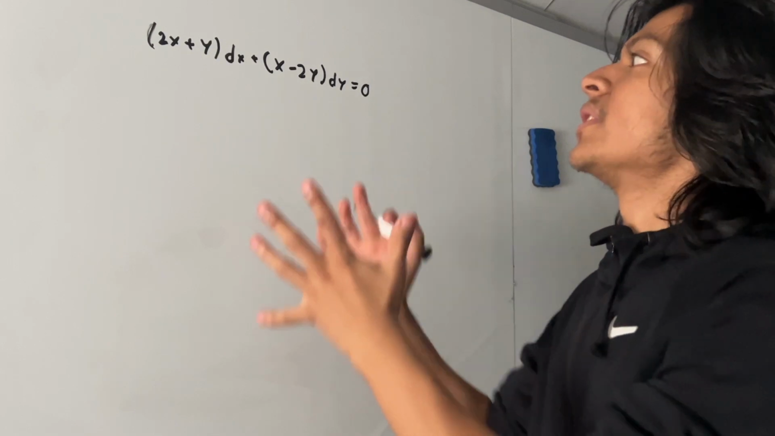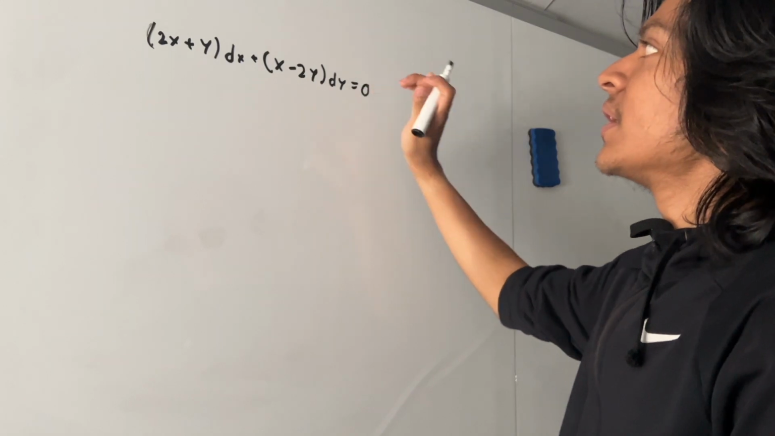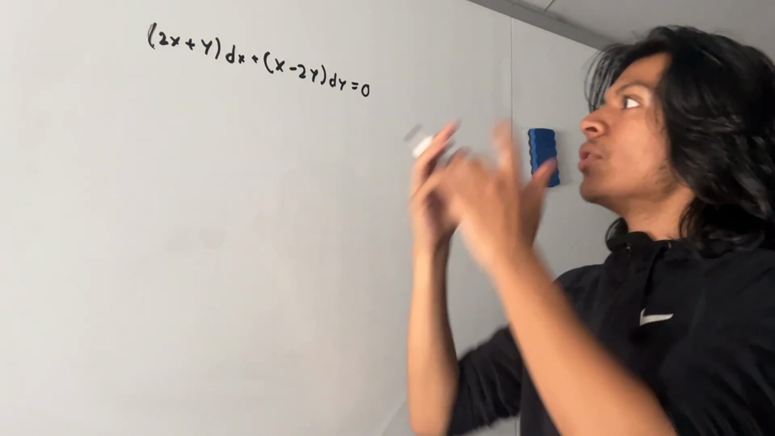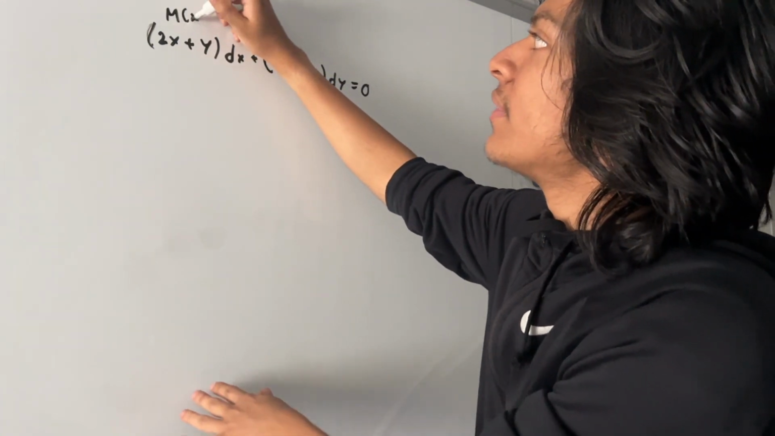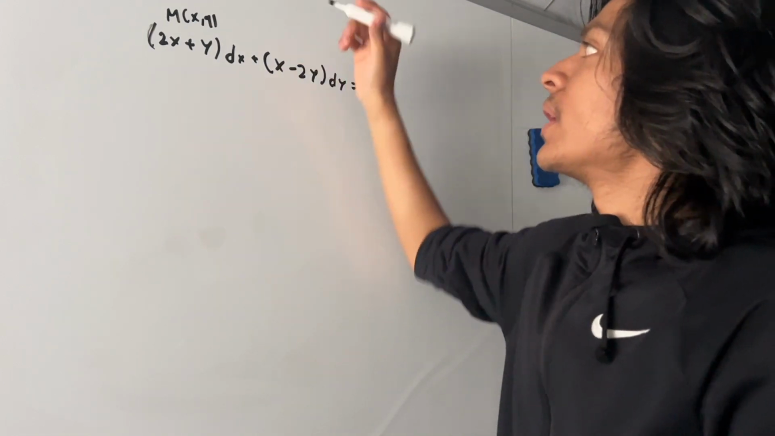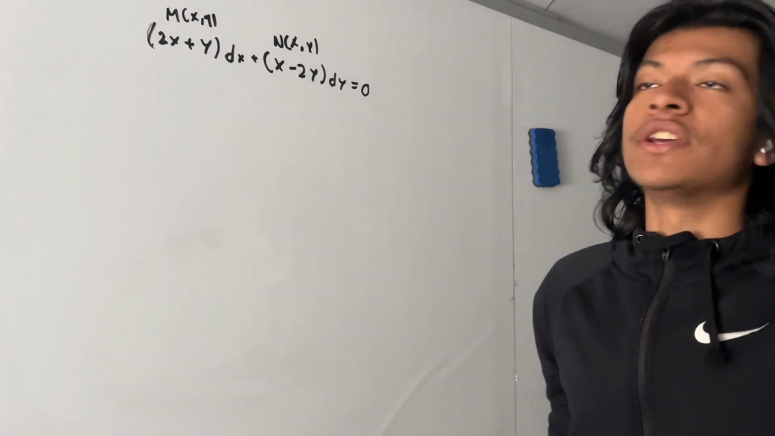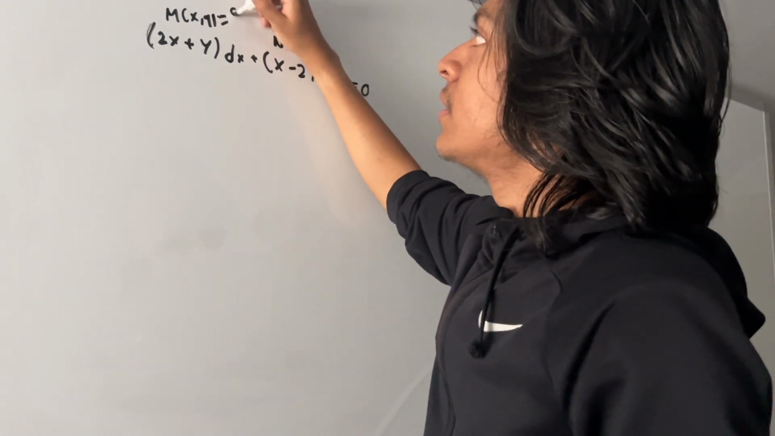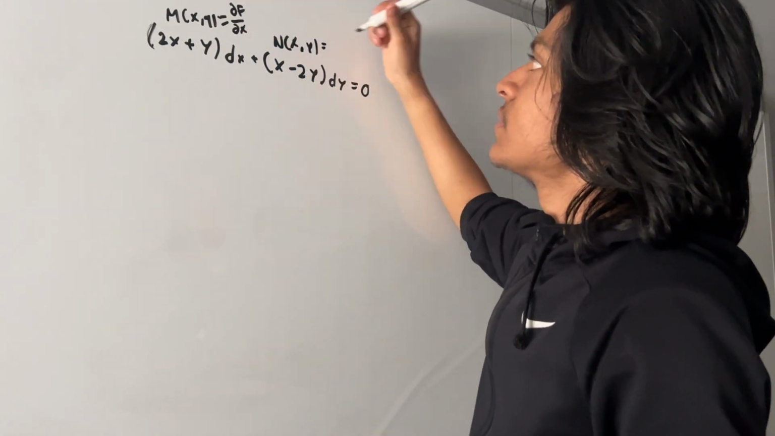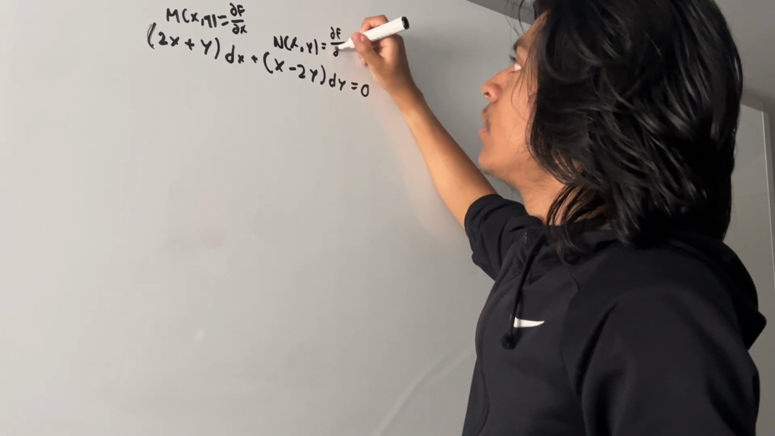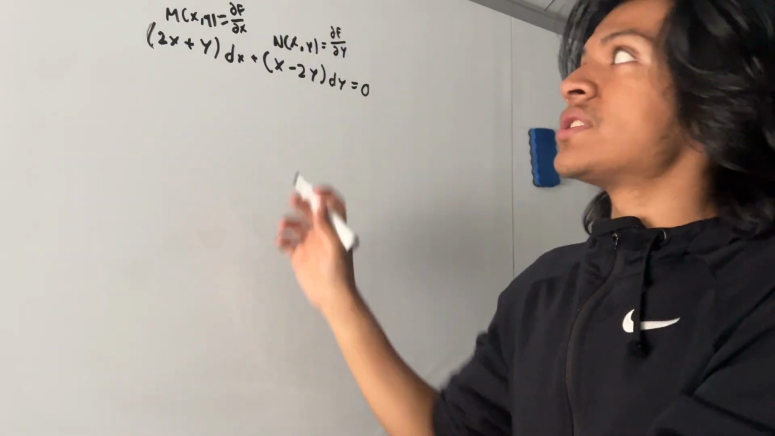Okay, so here we have a differential equation, (2x + y) dx + (x - 2y) dy is equal to 0. So from before, we know that this part right here is just going to be m of x, y, and this part right here is going to be n of x, y. And by definition, those are going to be the partial of f over the partial of x, and same thing with this one: by definition it is going to be the partial of f over the partial of y. And with this, we're able to solve for our function.